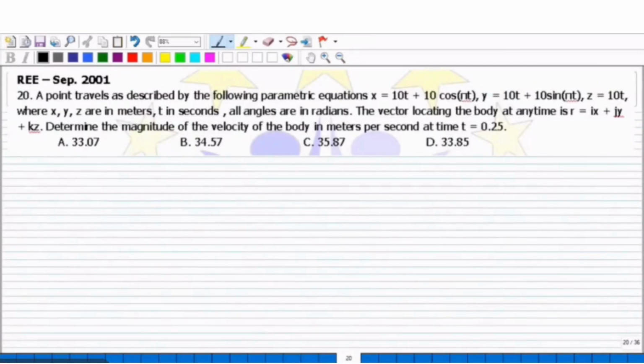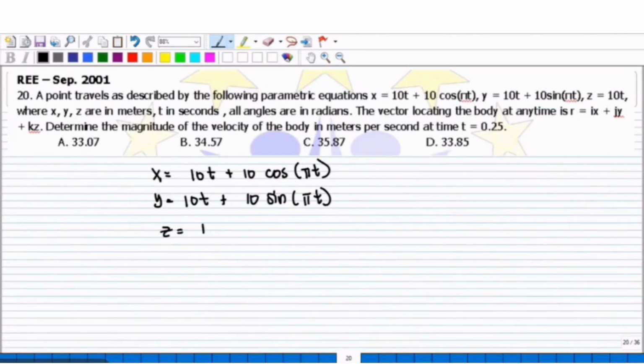Number 20. A point travels as described by the following parametric equation. We have x equal to 10t plus 10 cosine of pi t. We also have y, which is equal to 10t plus 10 sine of pi t. And z is equal to 10t, where x, y, and z are in meters, and all angles are in radians. Now, the vector locating the point at any time is termed the position vector, xi plus yj plus zk. So, determine the magnitude of the velocity.